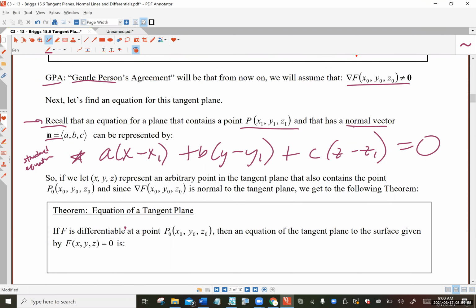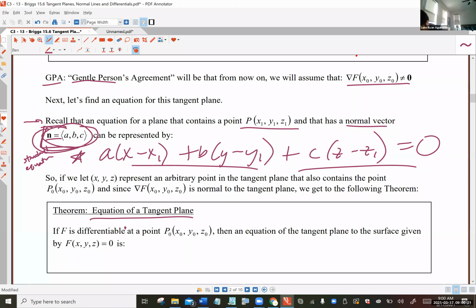Okay, so back to the standard equation for a plane. Please know what it looks like. I used it for the derivation when we did planes like a month or so ago. Now here's the official equation for the tangent plane. The A, B, C is what we're going to use: del F evaluated at the point P naught. The components of your gradient are going to be the values of A, B, and C.